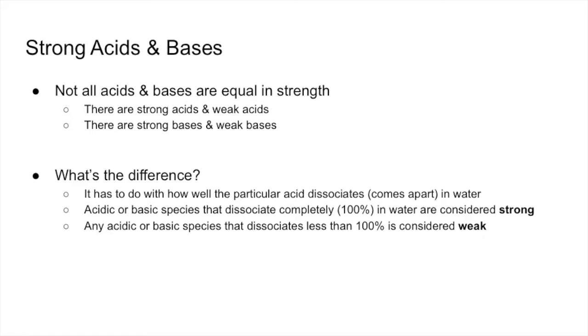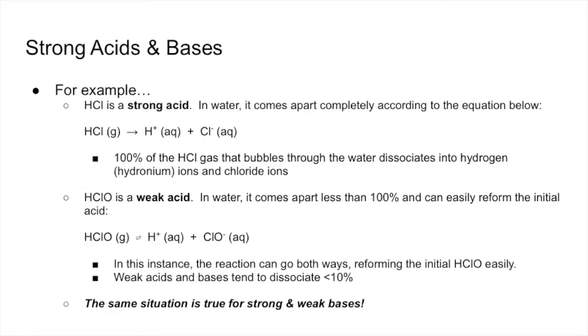Acidic or basic species that dissociate completely, which means 100% in water, are considered strong. So again, that does not mean that it's deadly, it just means that it comes apart completely, 100%, when you put it into water. And any acidic or basic species that dissociates less than 100% is considered weak. So that's what those terms actually mean, strong acids and strong bases versus weak acids and weak bases. It's not about the dangerousness of it, but about how easily it comes apart in water to form ions.